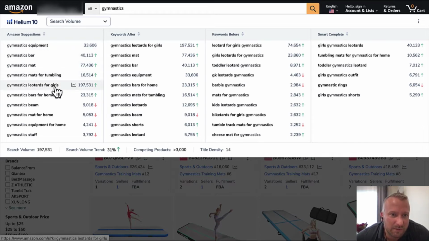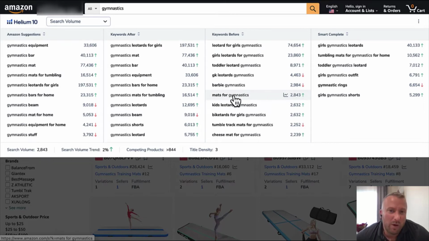And now you can find these different keywords where you have maybe only 100, 200, maybe even less than 100 competitors, like this one. But this is already a specific brand, right? Like this Barbie Gymnastics, for example, this specific brand. You want to avoid them.